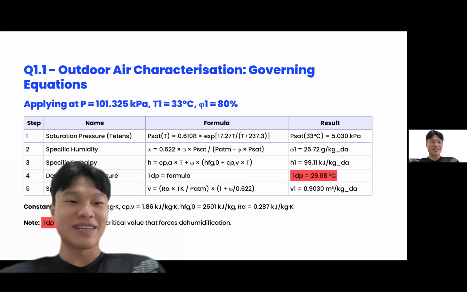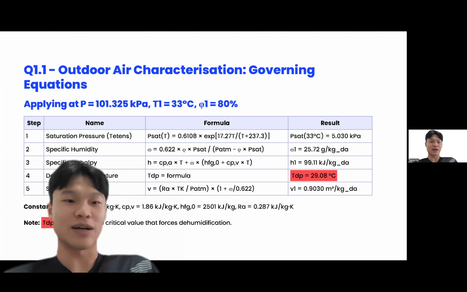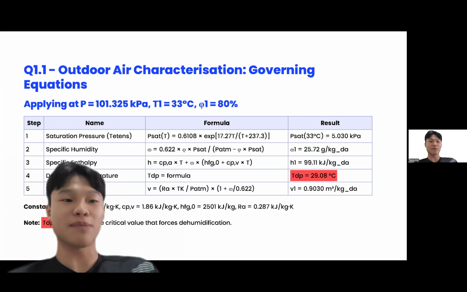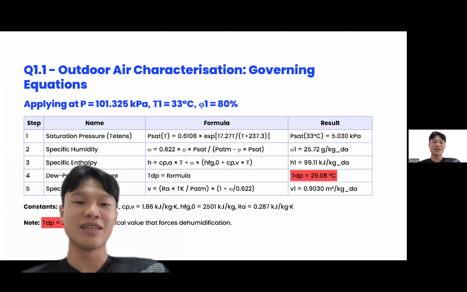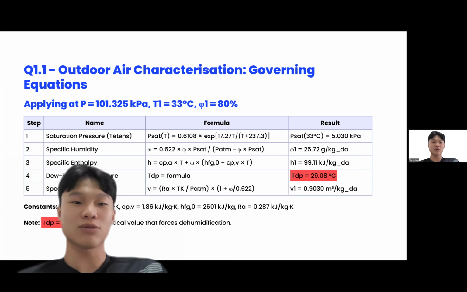Question 1.1, governing equations. To fully characterize the outdoor air at state 1, I applied 5 psychrometric equations at 101.325 kilopascals. Step 1 is using the Tetens saturation pressure formula. The saturation pressure at 33 degrees is 5.030 kilopascals. Step 2, the specific humidity formula, gives omega equal to 25.72 grams per kilogram of dry air. This is an extremely high moisture content. And step 3, the specific enthalpy works out to 99.11 kilojoules per kilogram.